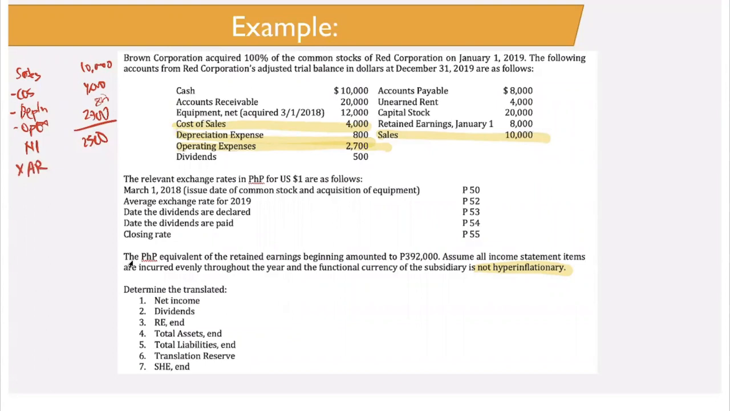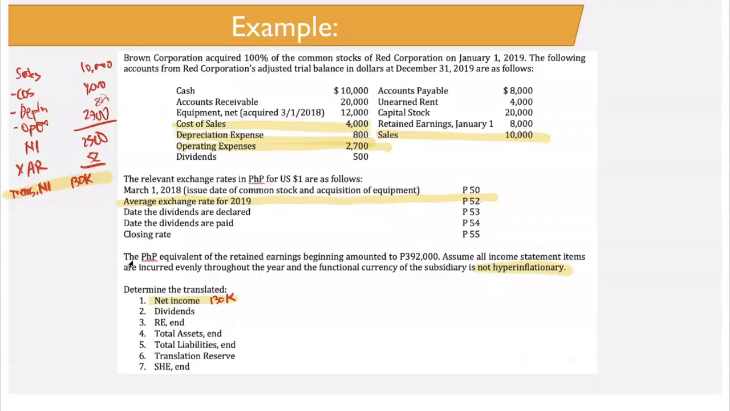Remember, net income or net loss should be translated at average rate unless specifically a particular expense can be computed using spot exchange rate. In this case, all are average rate. So what is our average rate? It's 52. So 2,500 times 52, what is our translated net income? This is 130,000 pesos. Next question, our translated dividends.